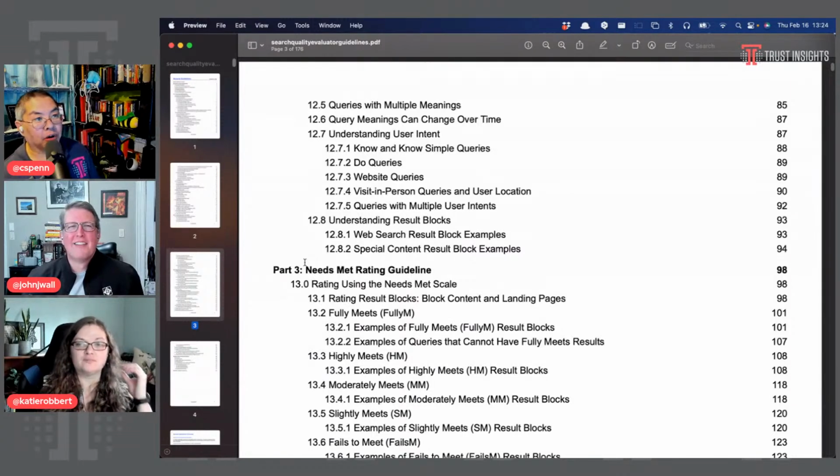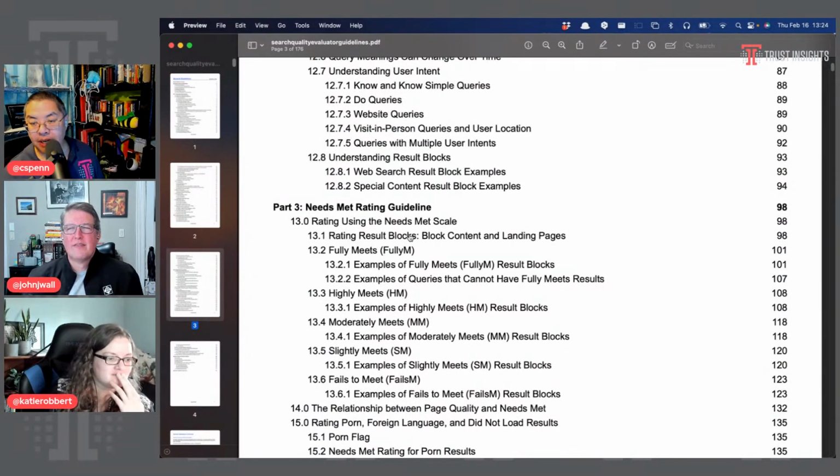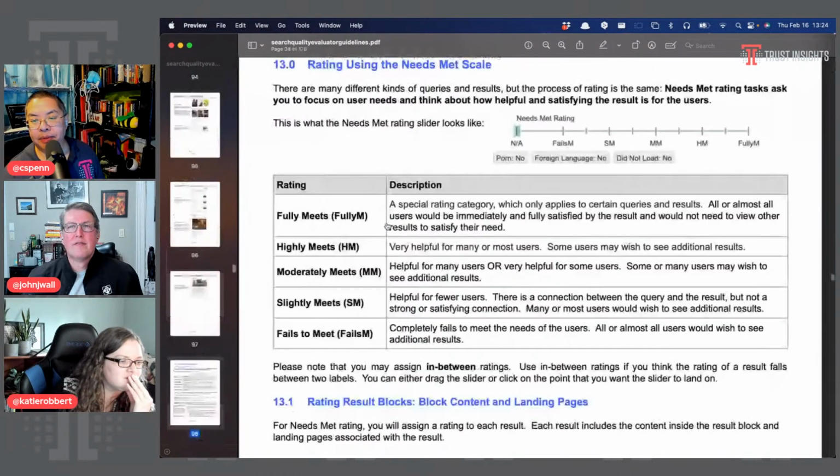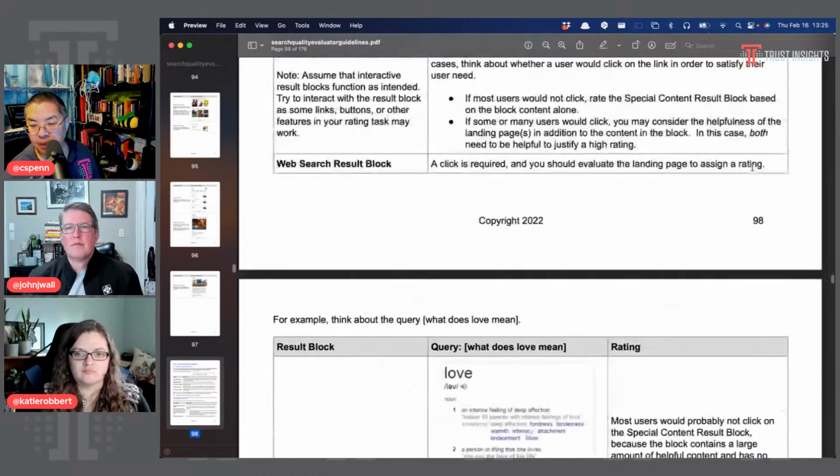So that's the first part. The second part is the needs met guidelines. The needs met guidelines are talking about whether a search result, a page, meets the needs of the user. Users are given tasks and asked whether the page or search result meets the needs of that task. So let's go through a few examples here.